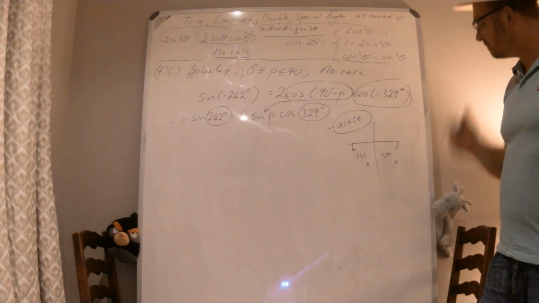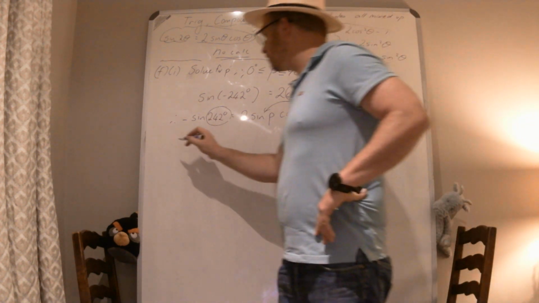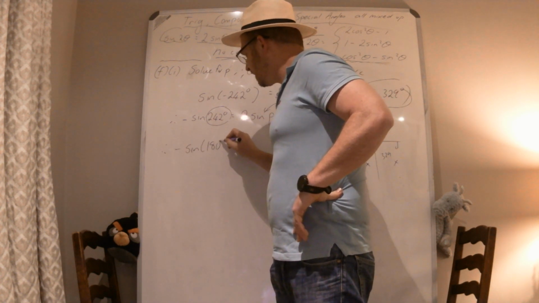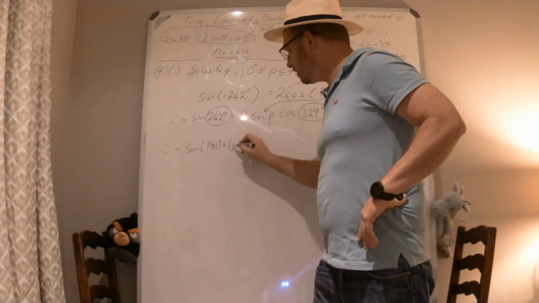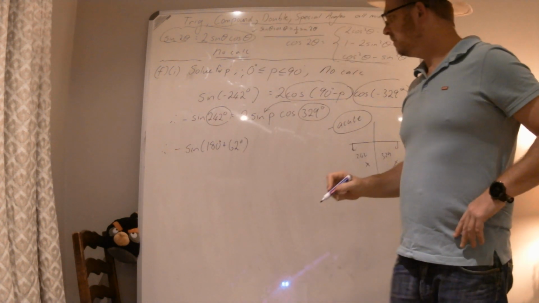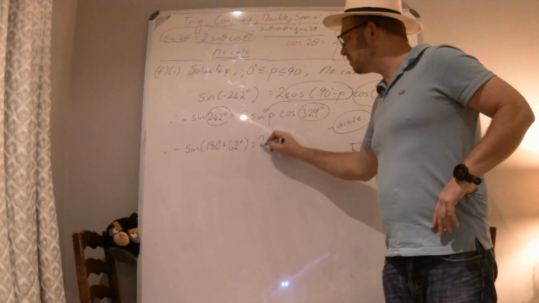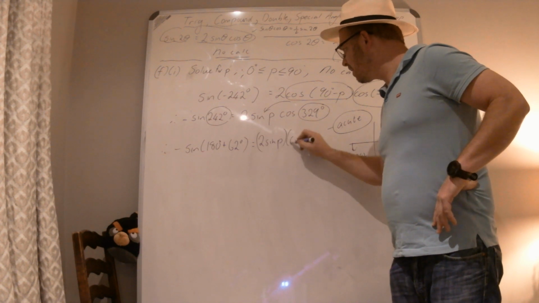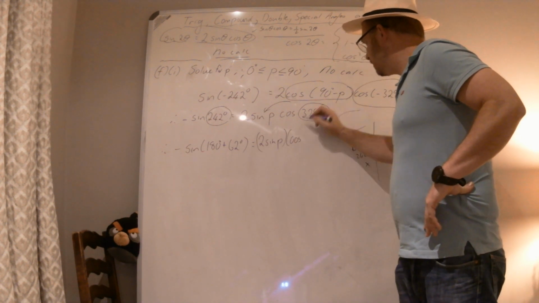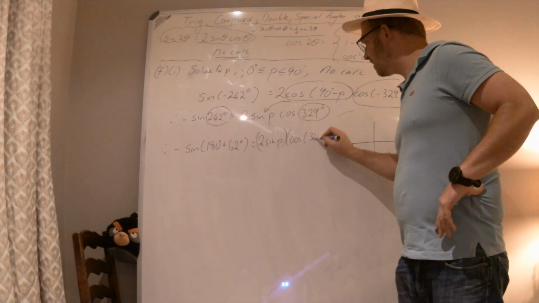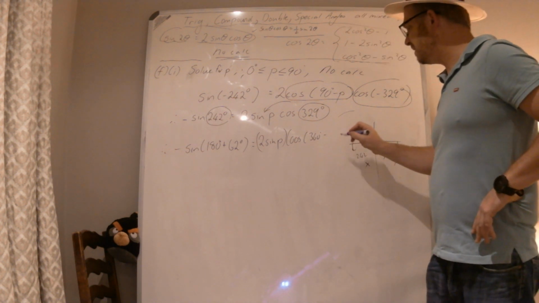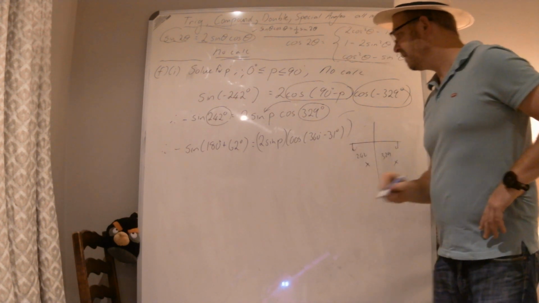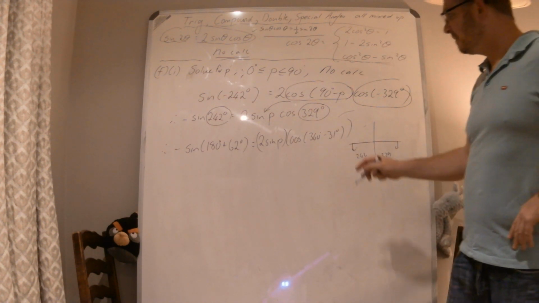Give that a try. So, negative sine 242 is 180 plus 62. Hopefully I'm right. Okay, that is going to be equal to 2 sine p times cos 329, which is going to be 360 minus 31. Right, go to your reduction formula.